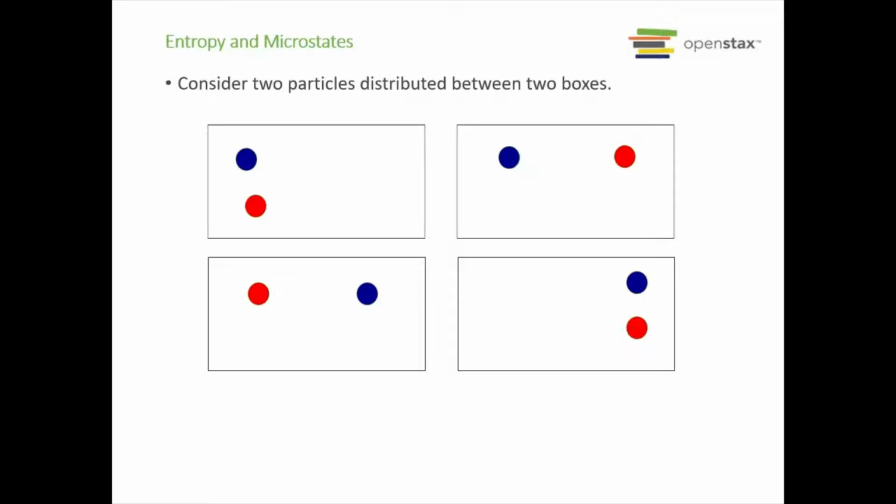So let's think of two particles distributed between two boxes. Big N for the number of particles is 2, and little n is equal to our number of boxes, also 2. So our number of microstates is 2 to the 2, which is 4 microstates. That's what each of these boxes here represents, these 4 configurations that are possible.